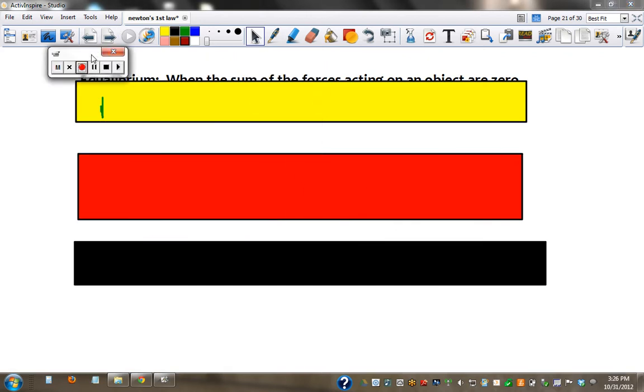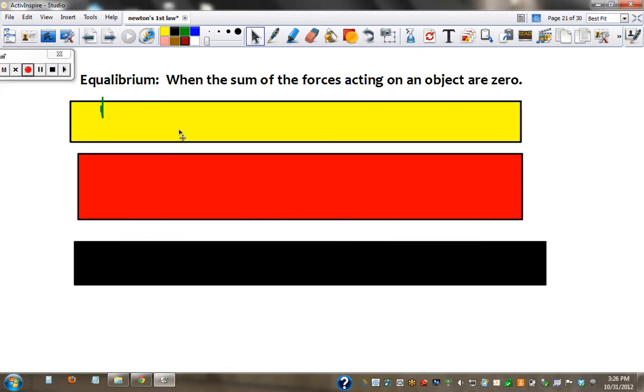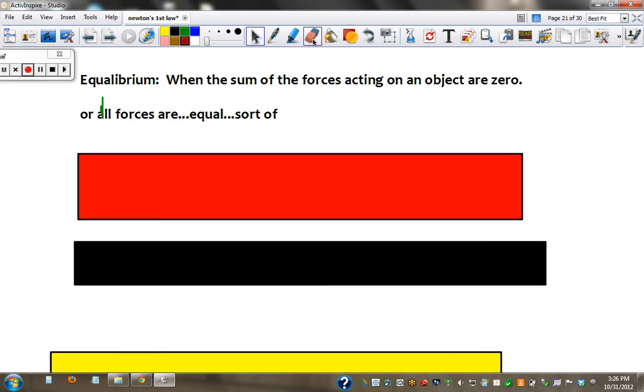Okay, there's a special name for this scenario, and the first one is, it's called equilibrium, which is the sum of all forces acting on an object is 0, or all forces are equal, sort of. I say sort of because, well, these forces are equal, 2 newtons apiece, but that's not equilibrium. This is equilibrium. When the sum is 0.